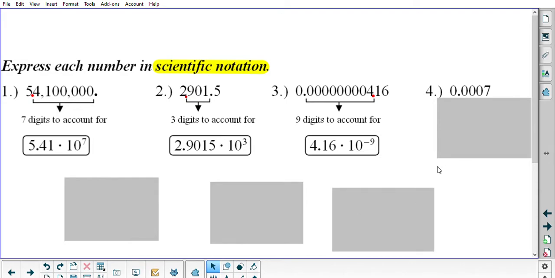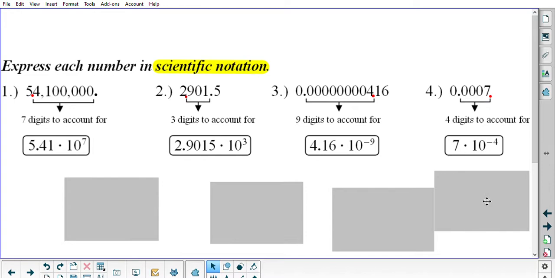And likewise, a similar thing is going to happen on number 4. We have 0.0007, also known as 7/10,000ths. The decimal point needs to be placed to the right of the 7 so that we have a number between 1 and 10. So how many digits do we have to account for? 4 digits. But since this original number was smaller than 1, between 0 and 1, this is going to become 7 times 10 to the negative 4th power instead of the positive 4th power.